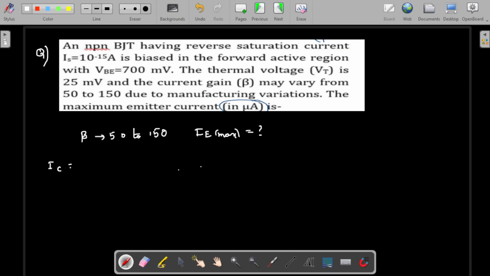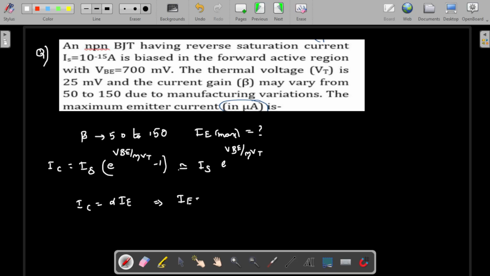We know only one formula, that is IC which is equal to IS e power VBE divided by eta VT minus 1, right? So if we take approximation and remove the minus 1 here, then it will be equal to VBE divided by eta VT. So IC can also be written as alpha IE. We know this formula, right? This is the alpha in the common base mode. So now this can also be rewritten as IE which is equal to 1 divided by alpha IC.